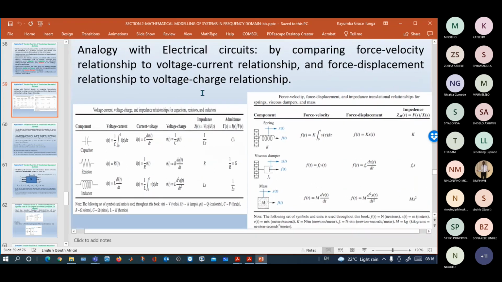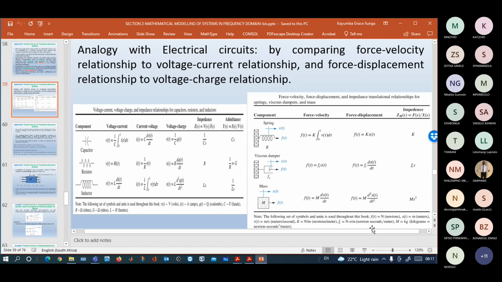You can see here we have the electrical components, and on the other side we have the mechanical components. We have the capacitor, the resistor, and the inductor, and on the other side, the spring, the viscous damper, and the mass. You can see the relationship between the force and the velocity for the spring, for the viscous damper, and for the mass. We also have the relationship for force and displacement, and also the impedance.